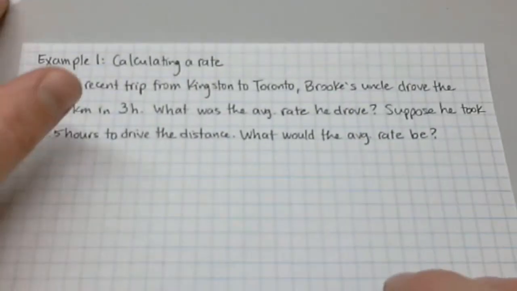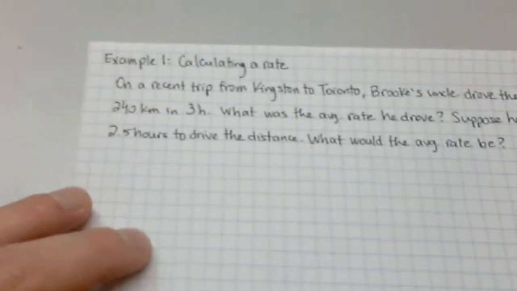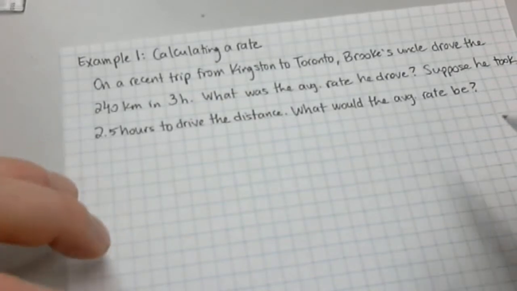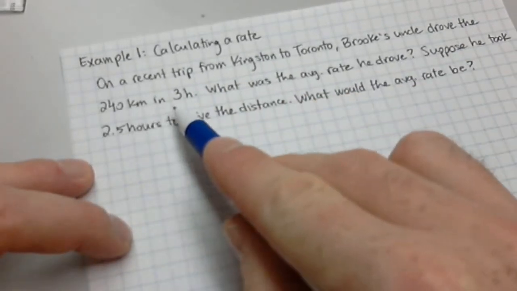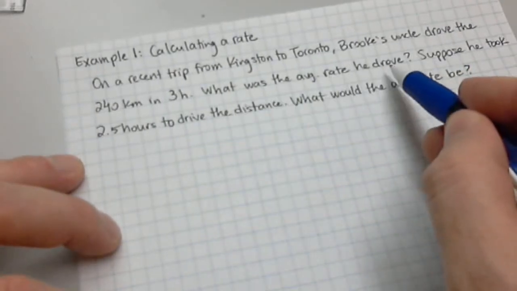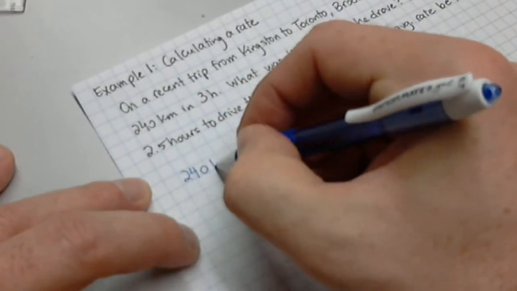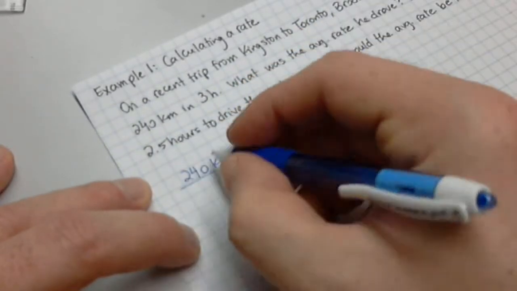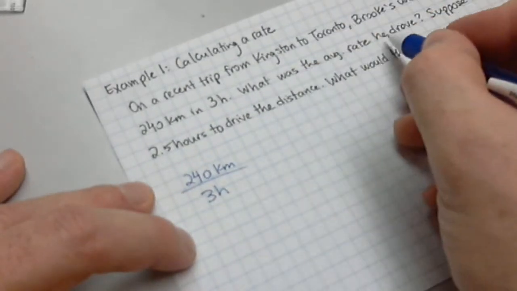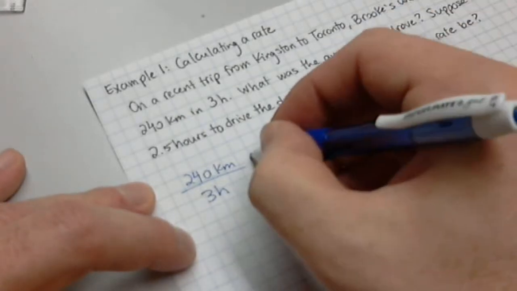Okay, so let's get into some problems. So calculating a rate. Now, on a recent trip, I'm going to adjust it just a little bit. On a recent trip from Kingston to Toronto, Brooks' uncle drove the 240 kilometers in 3 hours. So what was the average rate he drove? So the way we can do that is we put the distance, it's 240 kilometers, over the time it took him, which is 3 hours. And we want to know the average rate he drove, which means that how far would he have gone in 1 hour.